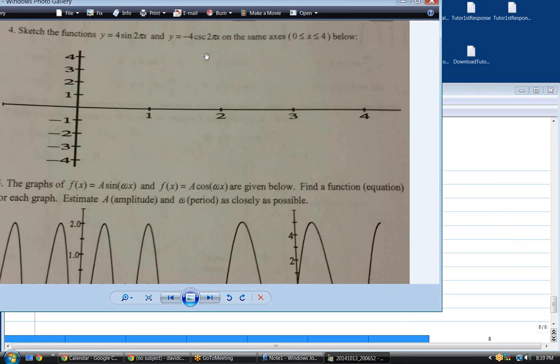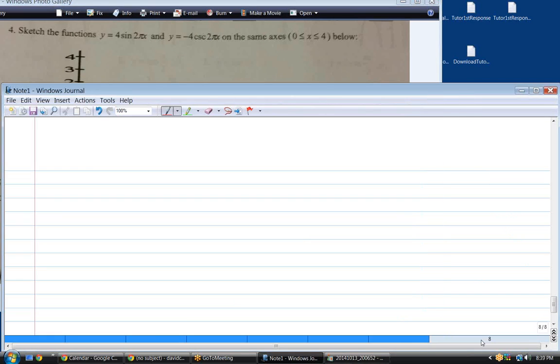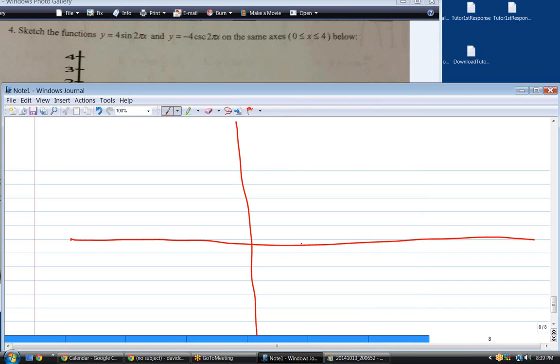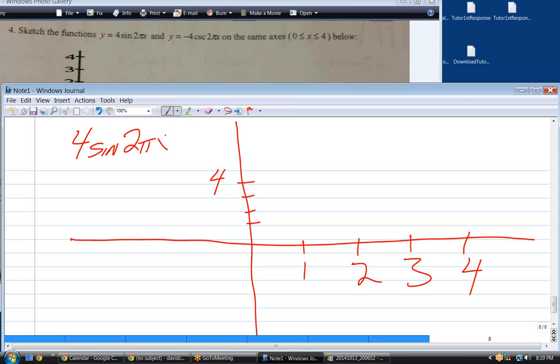Anything special about this grid? No. Other than the fact it goes from 1 to 4 instead of 0 to 2 pi. These are radians. So let's do 4 sine of 2 pi x. The period's going to be 1 for 4 sine 2 pi x.